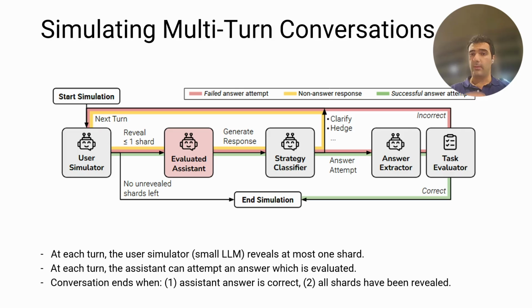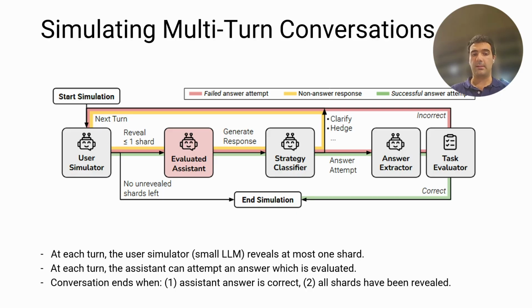Okay, so now that we have a sharded instruction, we're going to use it to simulate multi-turn conversations that are underspecified. The idea is quite simple, though the diagram is a little complicated. At each turn, there's a small LLM that's a user simulator that's going to reveal at most one shard. We use an LLM here because we don't want to reveal a random shard. Imagine, for instance, that the assistant has just asked a clarification question. We want the user simulator LLM to figure out which shard it should reveal next that's most natural in the conversation so far.